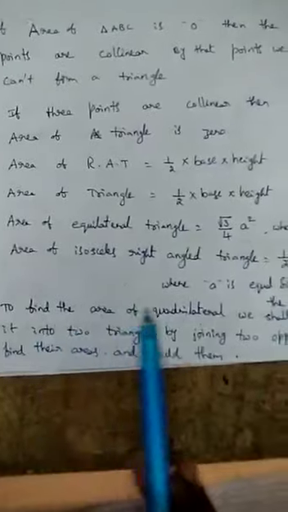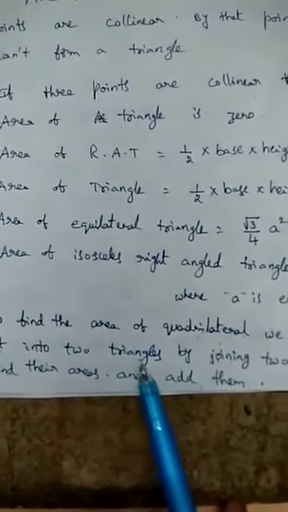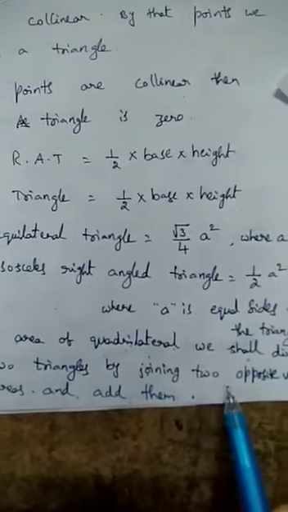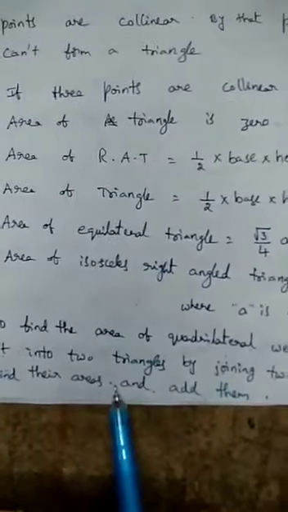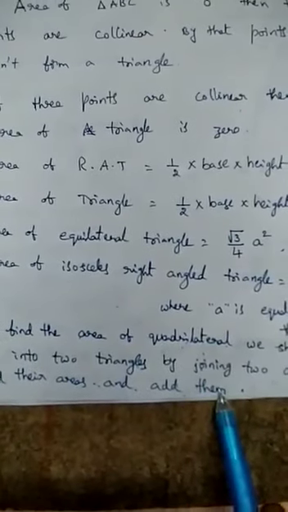So, to find the area of a quadrilateral, we divide it into two triangles by joining two opposite vertices, find their areas and add them. Okay, clear?